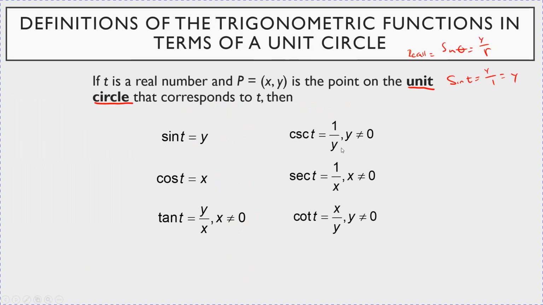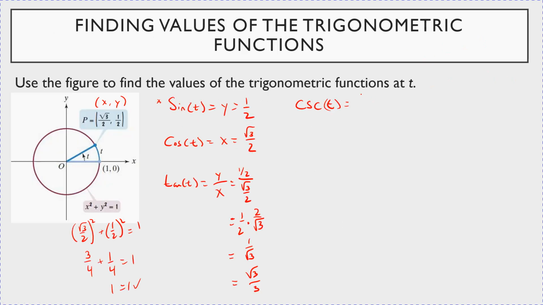So then, going back, cosecant of t. Well, that's just 1 over y. So that's 1 over 1/2, which, keep, change, flip, would just be 2. Secant of t would be 1 over x, so it would be the reciprocal, the flip of this. So this would be 1 divided by the square root of 3 over 2, which again is the reciprocal, so it would be 2 over the square root of 3. And when you rationalize that, you get 2 square roots of 3 divided by 3.